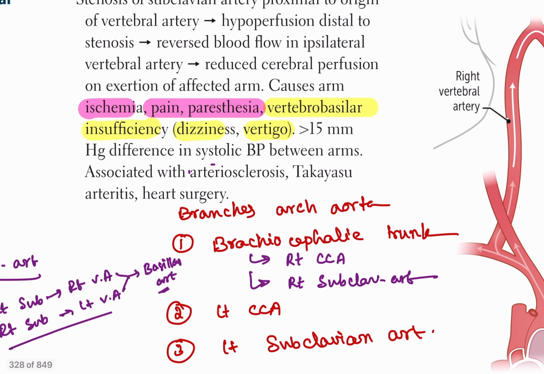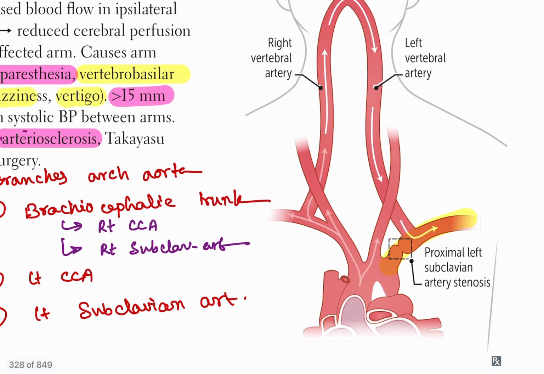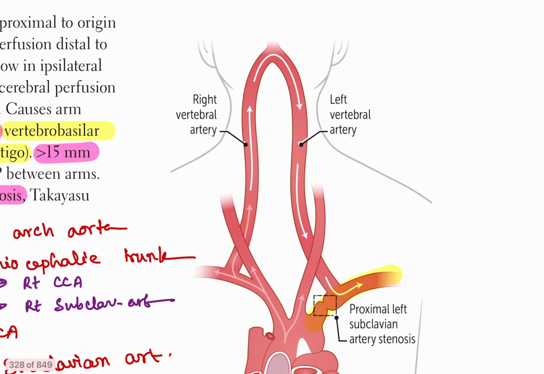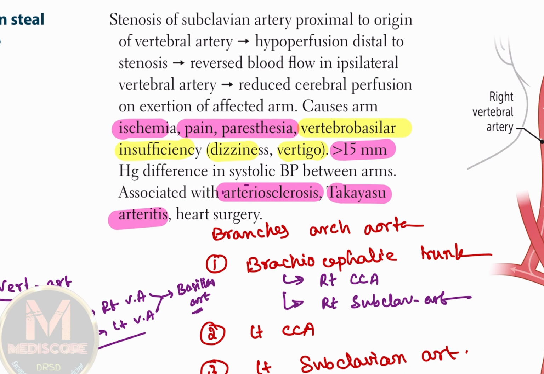If you note the blood pressure in both hands, you will see a marked difference of more than 15 mmHg systolic BP. This is many times associated with arteriosclerosis, and the subclavian artery is most commonly involved in which vasculitis? Takayasu's arteritis. So these are the things you need to remember.